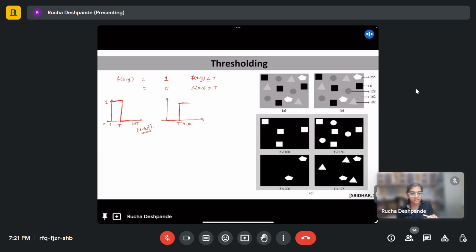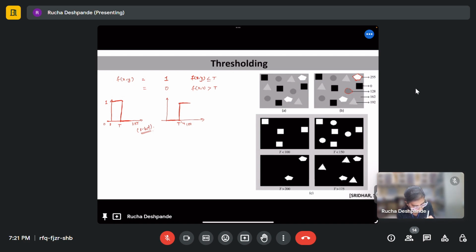So let's look at this example on the right side. Look at this image. The DN values of different elements are given on the right side. This white triangle corresponds to 255. This dark square corresponds to 0. This is 128. The background here is 162 and this triangle is 192.